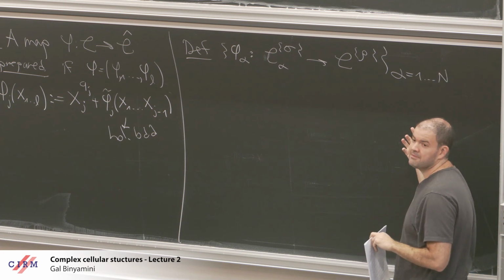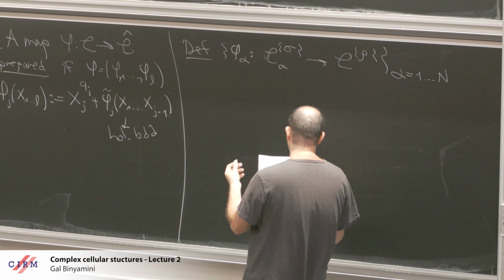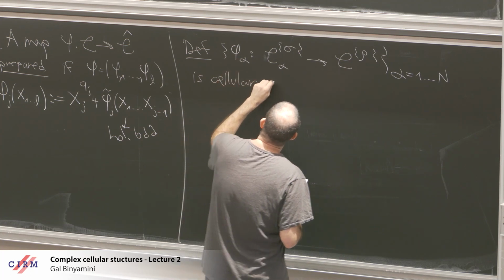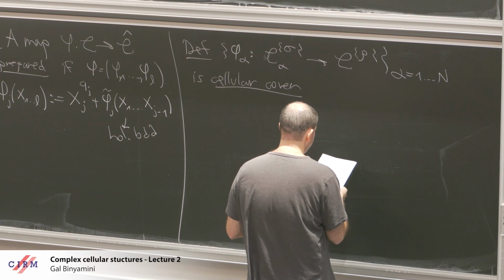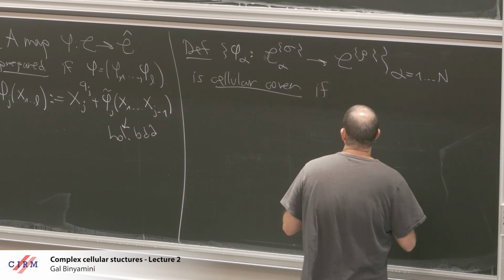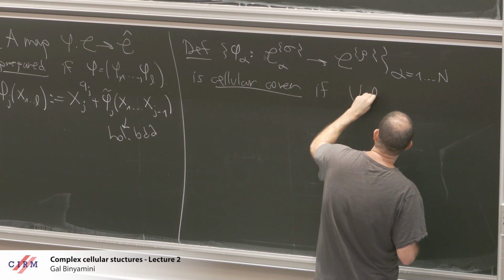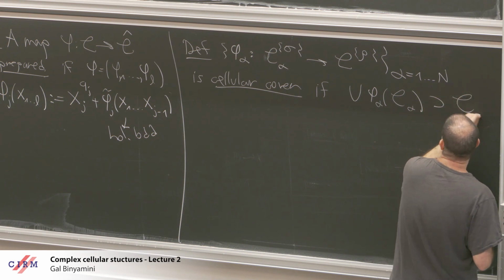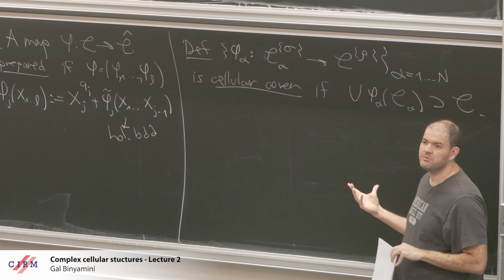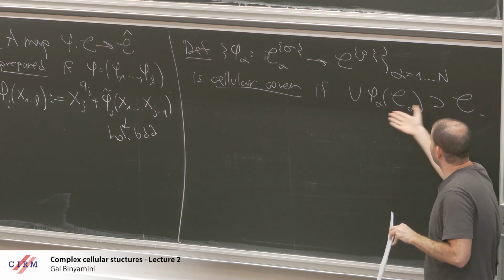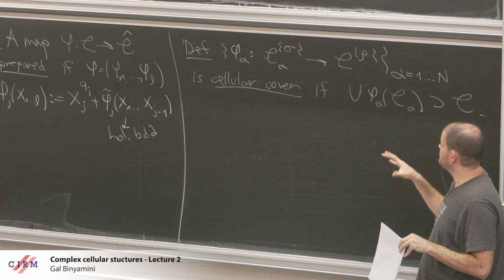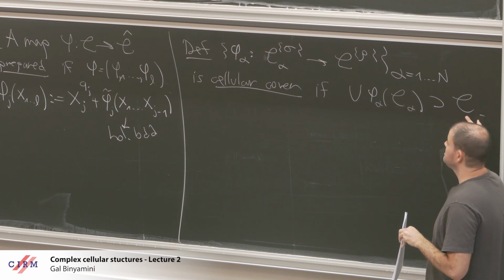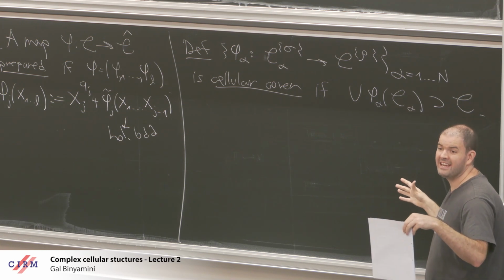So I have a collection of maps like that, and I'll say that it is a cellular cover. So this is a cellular cover if the union of the phi alpha on C alpha contains C. Okay, so again, this is somewhat more complicated than the real case. In the real case, basically, you just want this. Right, so you're saying, I want cells, and my analog of a cell is the image of a cell under a certain map, and I want this to cover my original cell. But now I'm doing everything with these extensions.